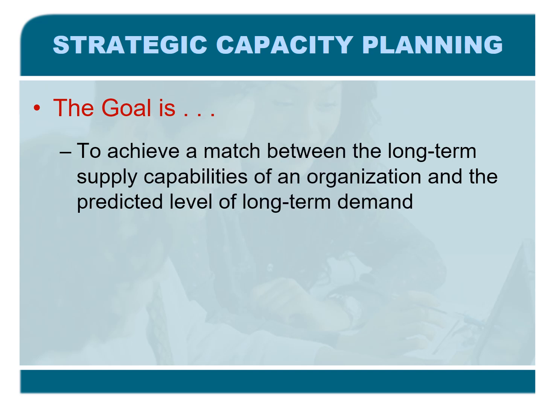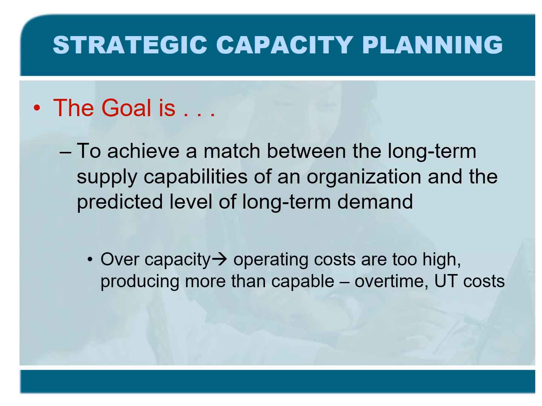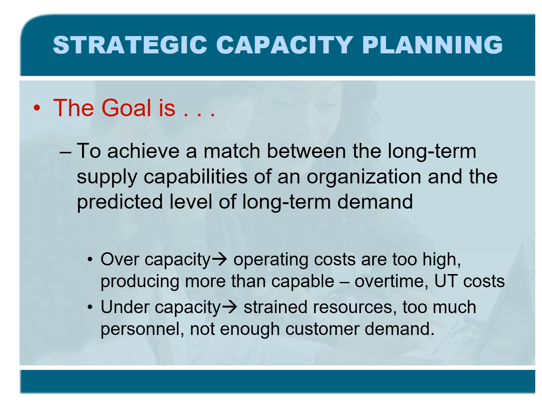The goal is to achieve a match between the long-term supply capabilities of an organization and the predicted level of long-term demand. Overcapacity results in operating costs being too high, producing more than you're capable of. It could result in overtime and various costs. Undercapacity is strained resources, too much personnel, not enough customer demand.